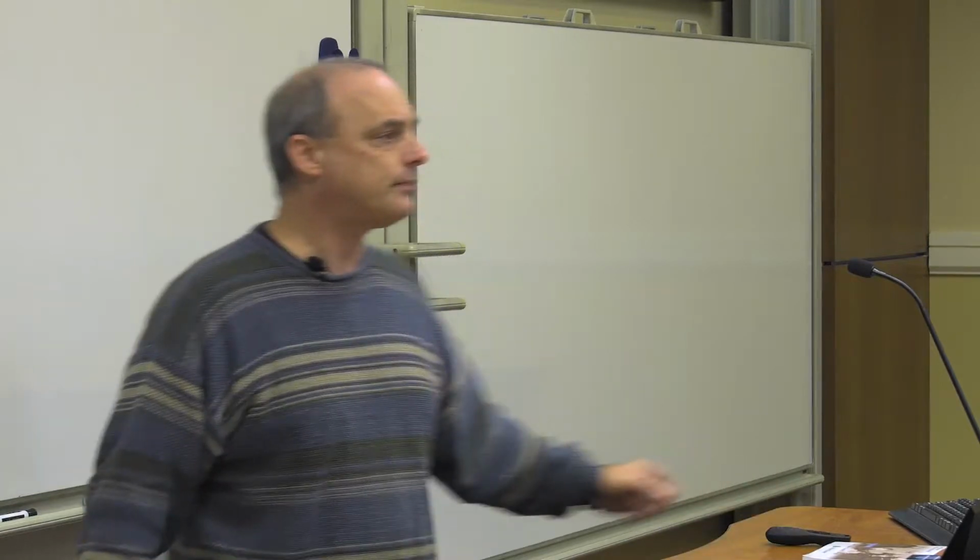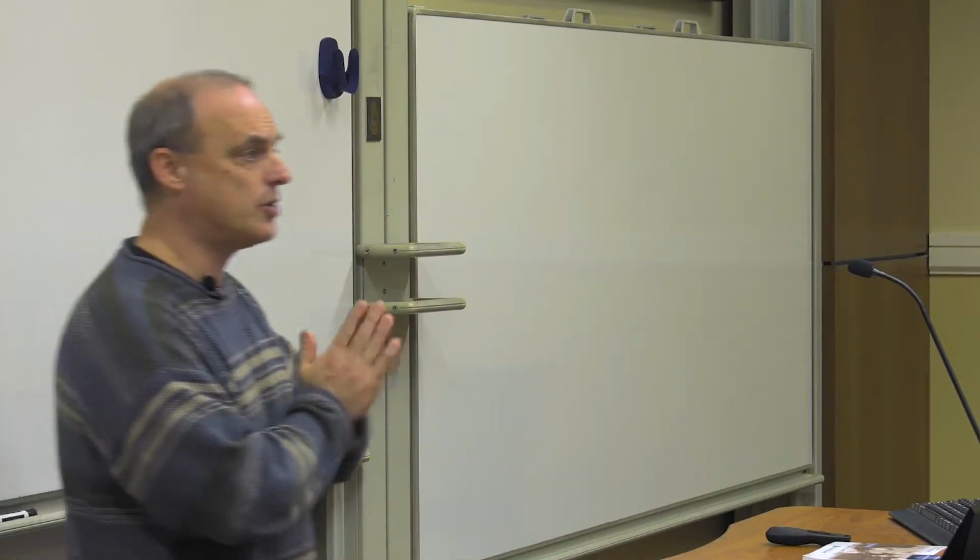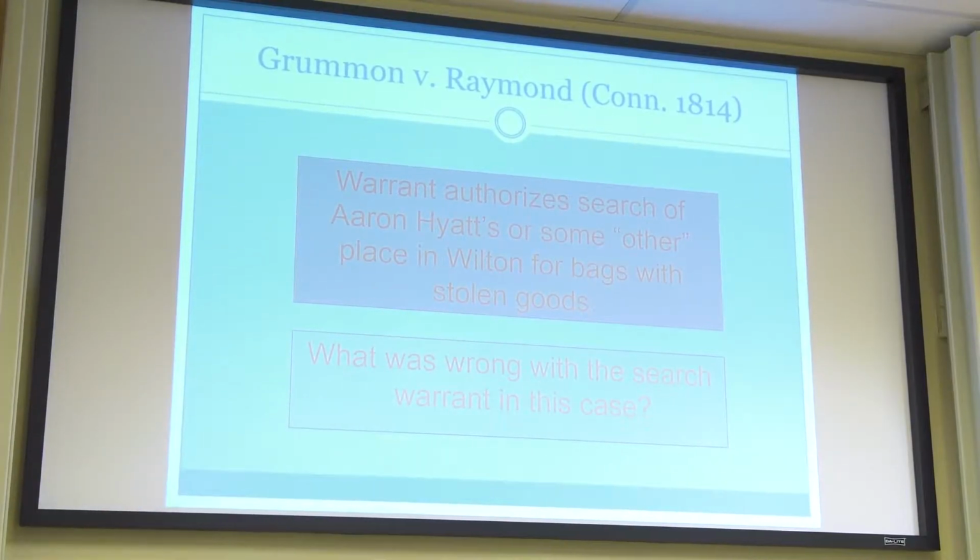And we also have an example of a historical search warrant from about the same era, Connecticut, 1814, where the search warrant was not good enough. This particular search warrant says that the officers who are carrying the search warrant are authorized to search Adam Hyatt's place or other places, stores, shops, and barns in Wilton. This is Wilton, Connecticut. And they're looking for certain bags suspected to be stolen. That's all we got. And the court says this is not enough.